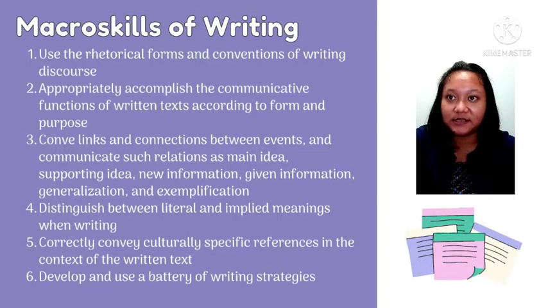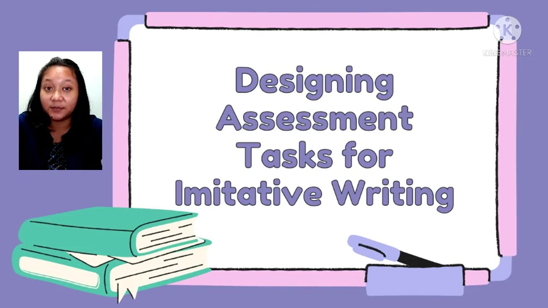The fourth is distinguish between literal and implied meaning when writing. And the fifth is correctly convey culturally specific references in the context of the written text. And the sixth is develop and use a battery of writing strategies. And the next one is about designing assessment tasks for imitative writing.